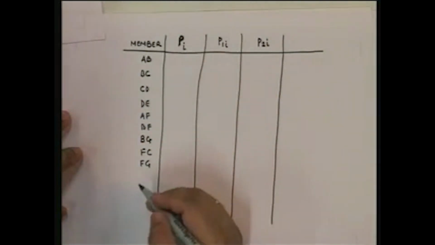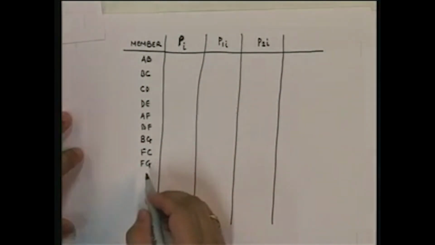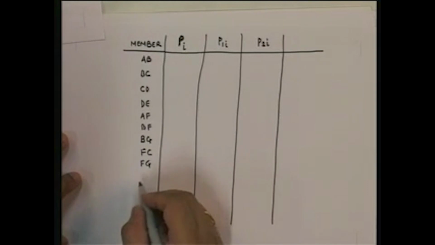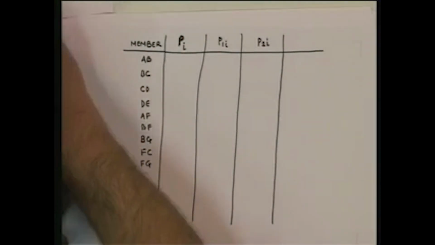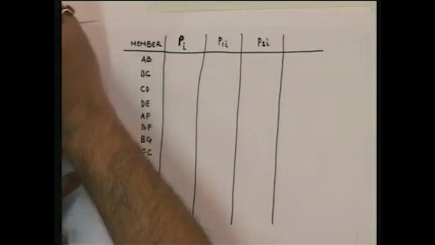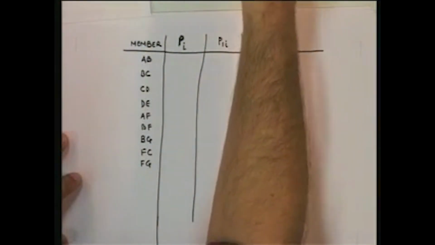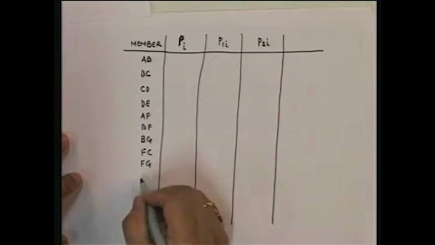I'm not going to be able to write down all the members here, but you understand the point that I'm trying to do here. There are a total number of 18 member forces, so I have to actually put it down.